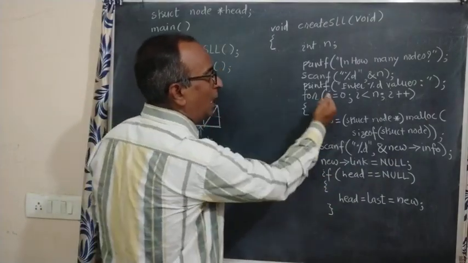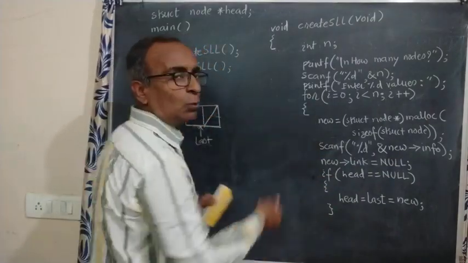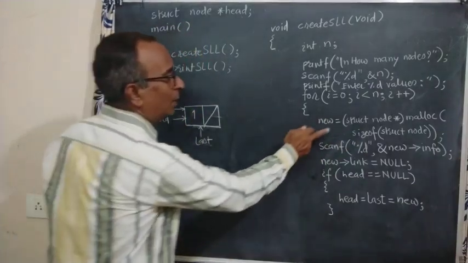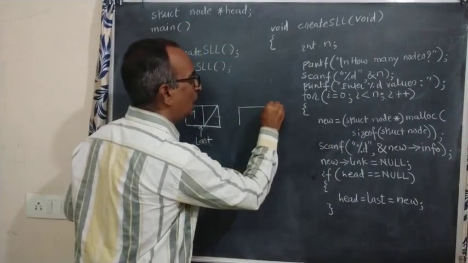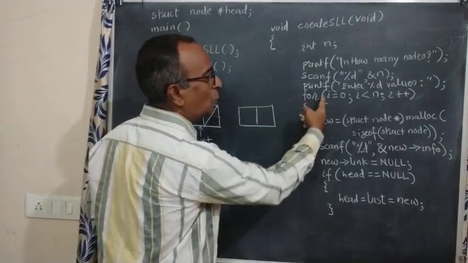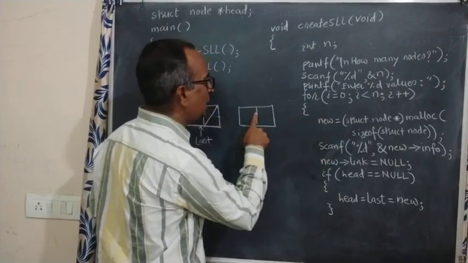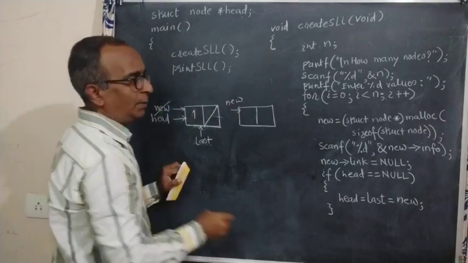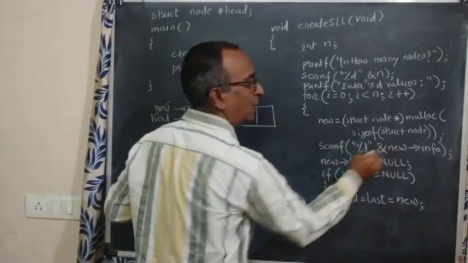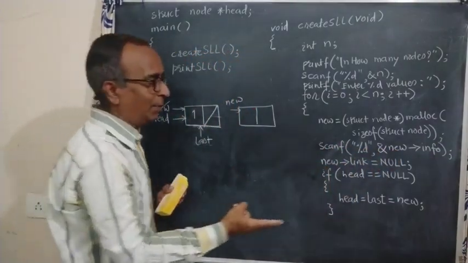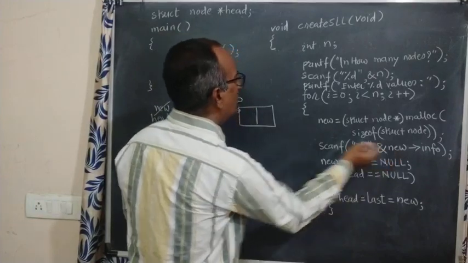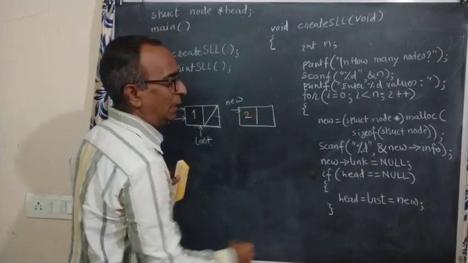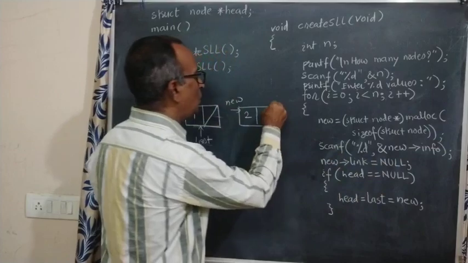But when it goes again for the next node, see what will happen. A new node is created by this statement, again for i equal to 1. This is pointed to now by new, right? Now scanf the next value, suppose 2 you have given. 2 will be given to new's information field. New's link field is set to null.